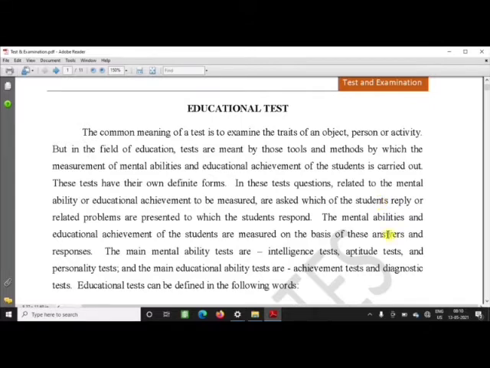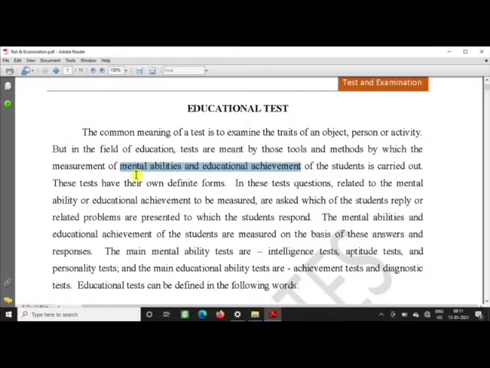So first let's talk about test. When we talk about a test here, we are referring to educational tests, those tests which take place in our school situation, teaching and learning environment. This test is meant to measure mental abilities and educational achievement of students.